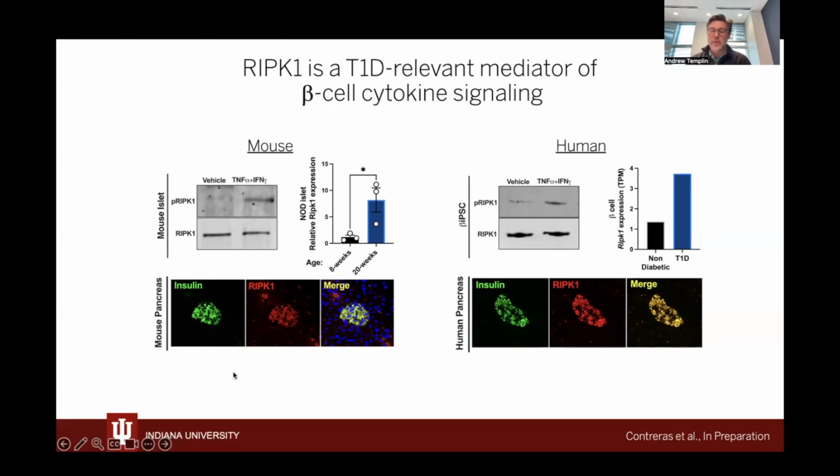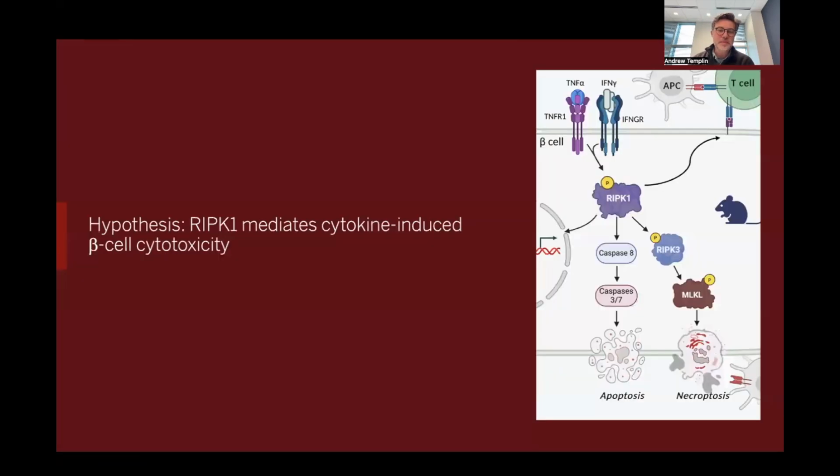And if you look at mouse pancreas sections or human pancreas sections and stain with insulin and RIPK1, you see that RIPK1 is abundantly expressed in insulin-containing cells in situ. So this led us to the hypothesis that RIPK1 mediates cytokine-induced beta cell cytotoxicity, and this could be via apoptosis or necroptosis or other functions, and led to several questions.